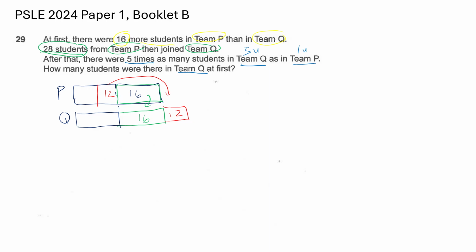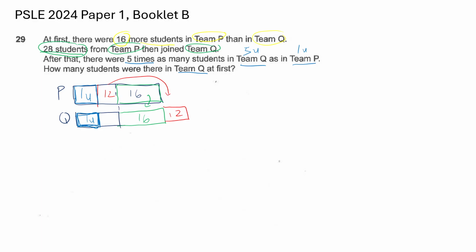Because of this, you find that in the end, Team P is left with 1 unit. Okay, let's try to draw the same for Team Q. So this is also 1 unit, same size. But Team Q in the end, you find that they are left with 5 units.